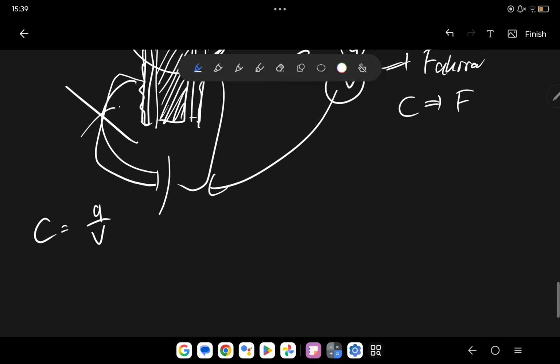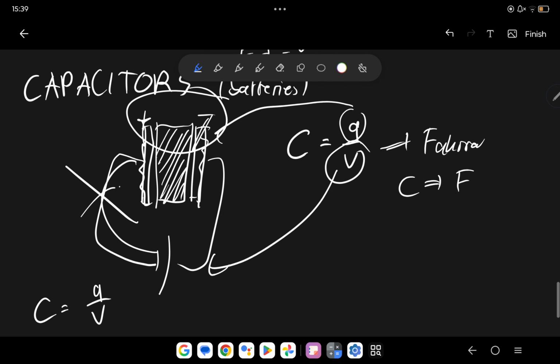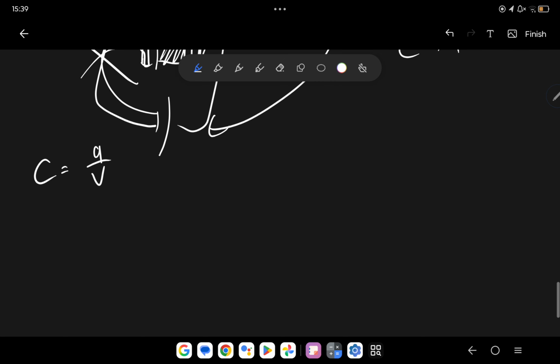But what if we only know the area of this plate and the distance between them? How do you do that? Well, remember that the electric field of a plate is equal to Q over epsilon null A.